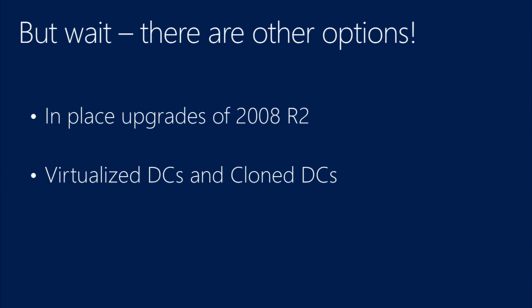Now, we mentioned, well, wait a second, hang on, there's other options. We're showing you 2003. There is no other option except doing what we're doing right now. If you're 2008 R2, there are other options. You can do an in-place upgrade of that existing box if you wanted to. You also can go through and do virtualized domain controllers and clone domain controllers as a way of doing it once you hit 2012. You have to have your first 2012 domain controller up and running. You have to have the FSMO roles seized or transferred to that guy before you can start to do the virtualized and the clone DCs.